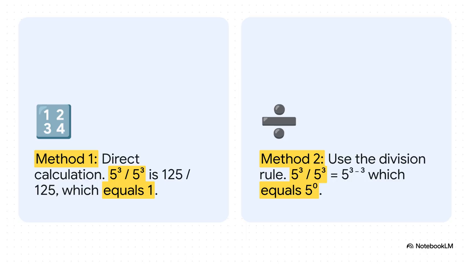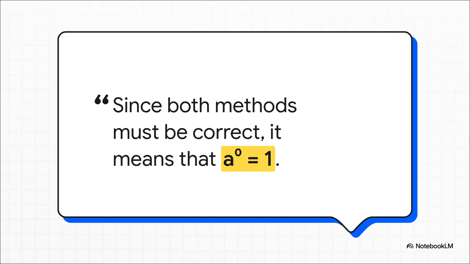On the left, we'll just do the math. 125 divided by 125, well, that's just 1. Okay, now on the right, let's use our division rule. We subtract the exponents. 3 minus 3 is 0, so we get 5 to the power of 0. So wait a minute. We solved the same problem and got two different looking answers, 1 and 5 to the power of 0.